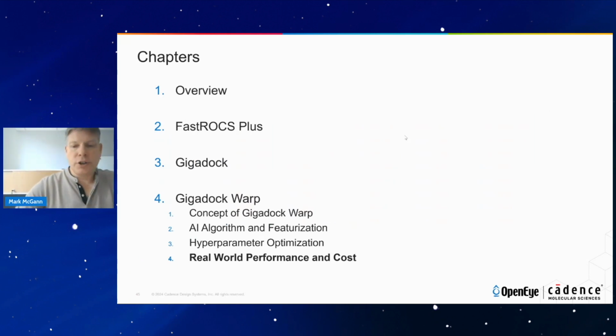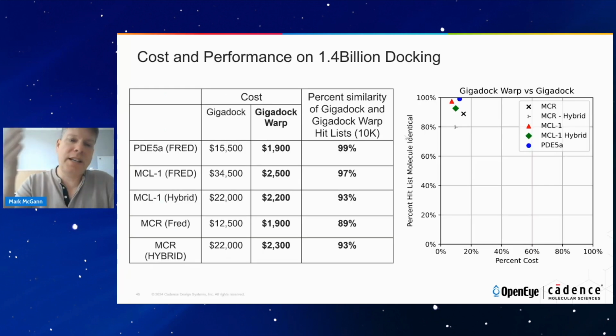So finally, I just want to show you some real-world cost performance here, and that's summarized in this table. This shows for the 5 systems that we ran Gigadock on what the cost of the Gigadock flow was, so doing the complete docking on the 1.4 billion. I've also shown the Gigadock Warp cost when we ran the exact same input through the Gigadock Warp flow. And I also show what percentage of molecules were similar between the Gigadock and Gigadock Warp hit lists. So our goal is for 100% similarity and as low a cost as possible.